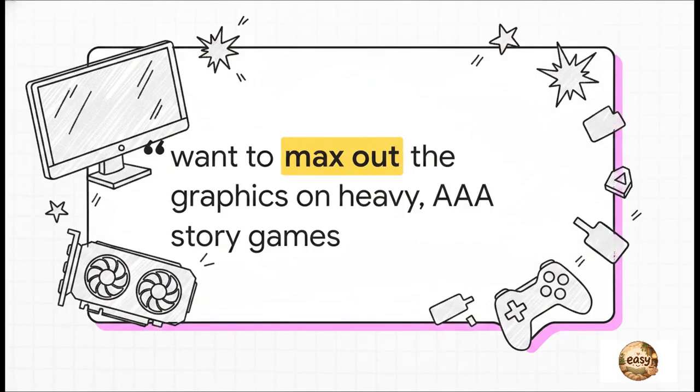To really put this into perspective, think about the target user for that Class 70 tier. This perfectly captures it. If you recently bought a 1440p monitor and want to max out the graphics on heavy AAA story games while keeping a buttery smooth frame rate, this is the card you buy. These power tiers aren't just arbitrary numbers. They map directly to your real-world gaming upgrades and the exact monitor you're using.